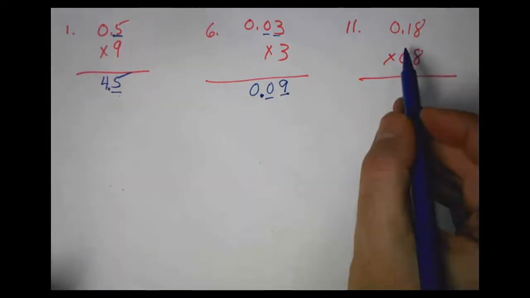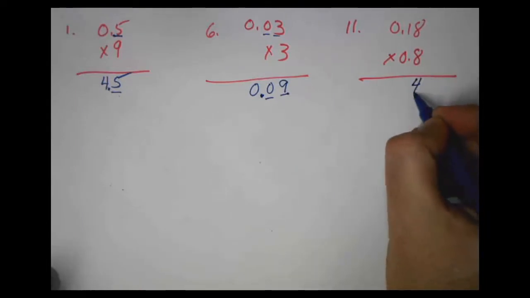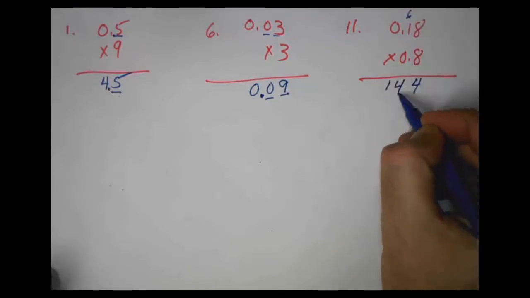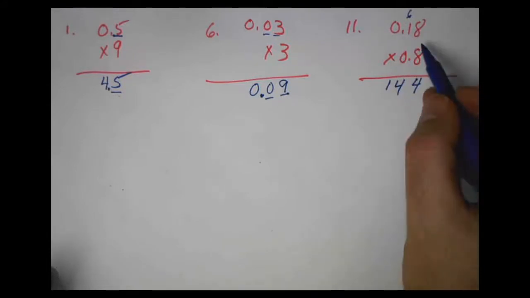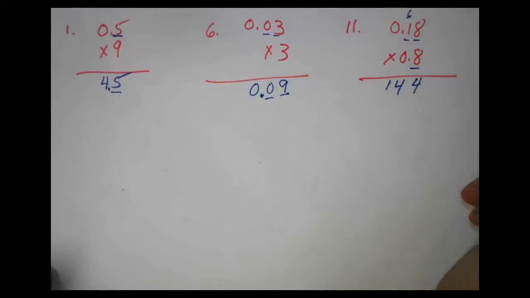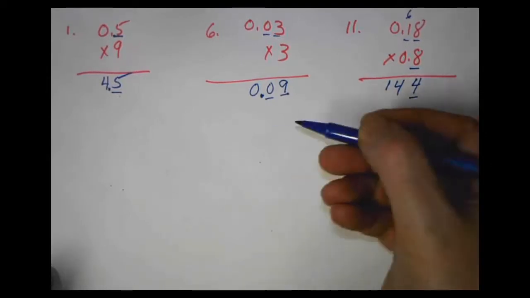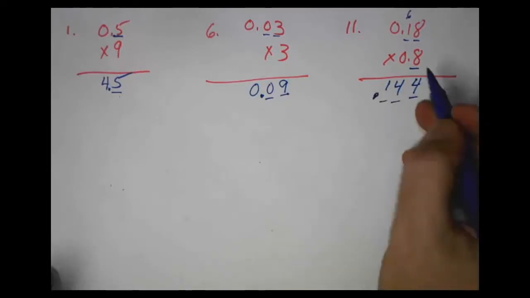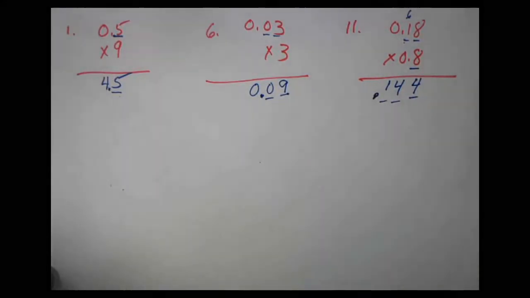So problem number 11, slightly different. Again, regular multiplication. 8 times 8 is 64. Carry the 6. 1 times 8 is 8, plus the 6. It's going to give us 14. So we have done all of our multiplication. And then we have 1, 2, 3 digits behind the decimal up top. So we have to have 3 digits behind on the bottom. So we count going this direction, remember, 1, 2, 3, and then place our decimal. Has to match. 1, 2, 3, 1, 2, 3. Regular multiplication, just simply count our decimal.